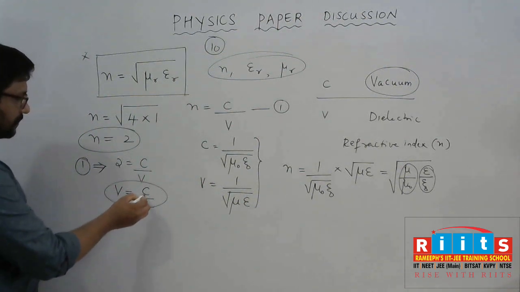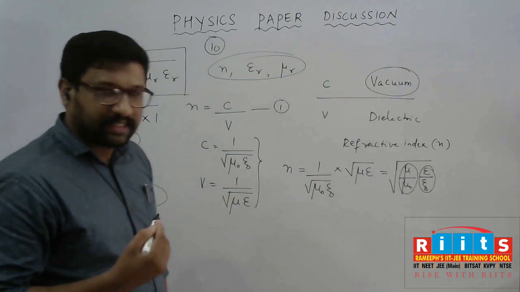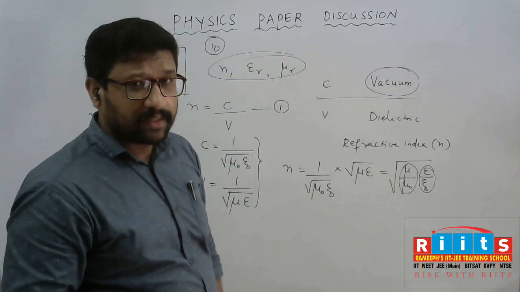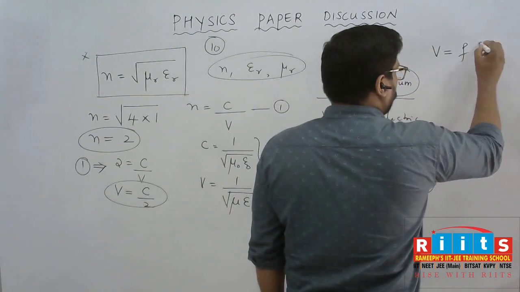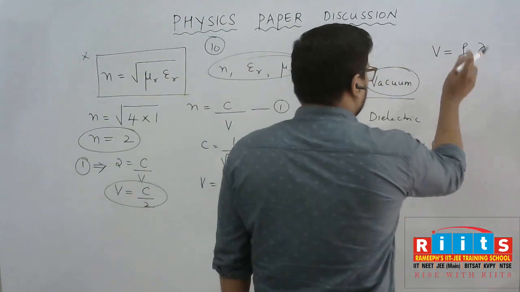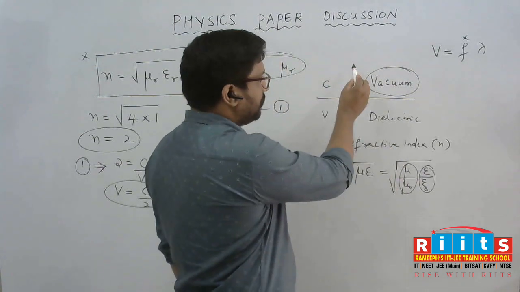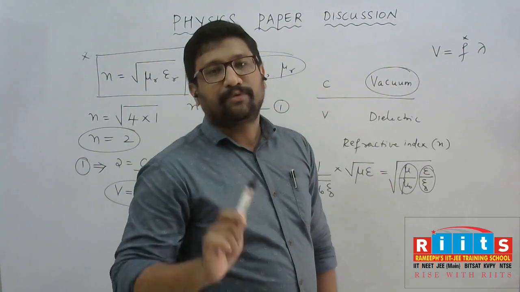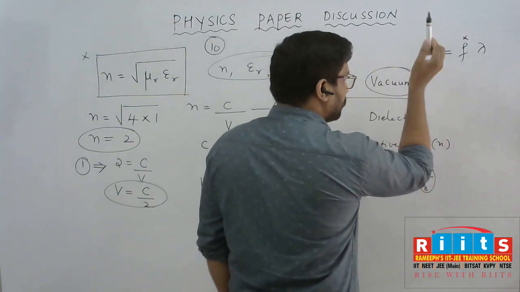If velocity is c by 2, what will be the wavelength? For any electromagnetic wave, what is the relation connecting velocity, frequency and wavelength? The equation is V is equal to F lambda. Here, the frequency will be a constant. Do remember, when a wave is traveling from one medium to another medium, frequency will not change. Frequency is a source dependent property. So, frequency is a constant.